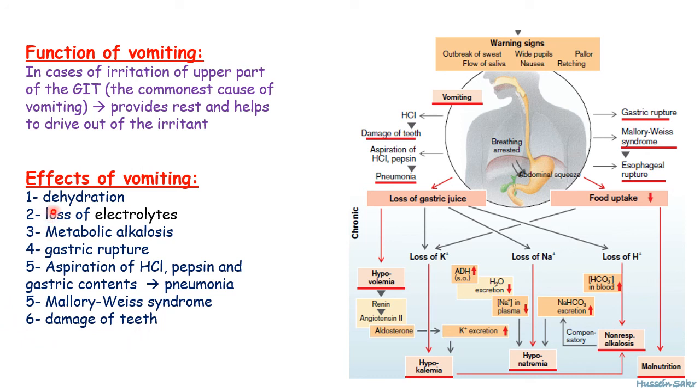So vomiting will produce hypovolemia and dehydration, loss of electrolytes, mainly hyponatremia and hypokalemia, metabolic alkalosis due to increase in the bicarbonate formation and hydrogen loss, gastric rupture, aspiration of the vomitus and pneumonia, Mallory-Weiss syndrome, which means erosion of the lower end of the esophagus causing hematemesis, or the vomiting of blood, and lastly damage of teeth by the acid coming from the stomach.